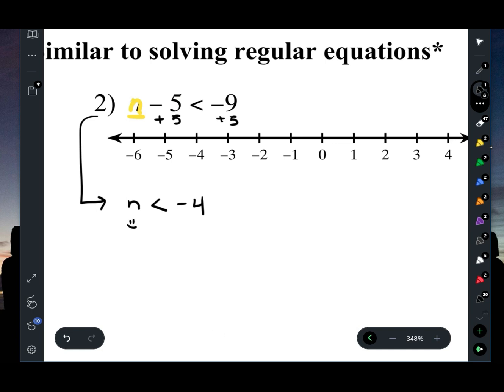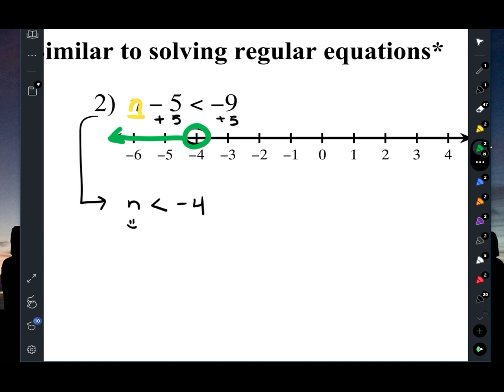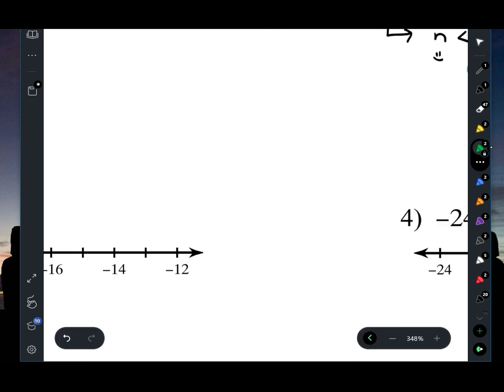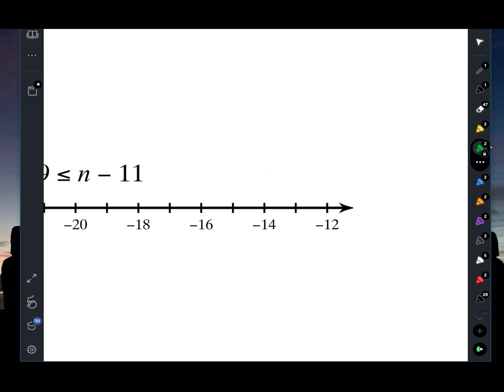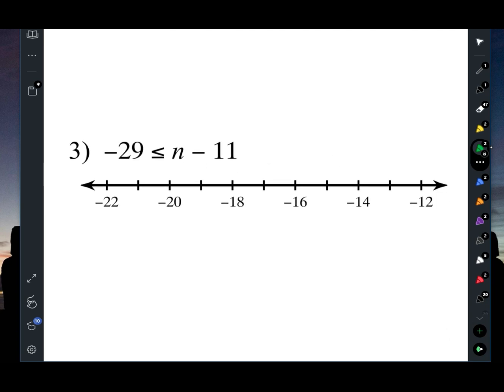What kind of circle would we use here? It would be an open circle. And once again, everything to the left of negative 4, so smaller numbers. One little trick, that arrow is always going to point, so see it's pointing towards the end. It's always going to point towards where you need to shade. Key thing, open circle. Okay, let's check out some other examples here as well.